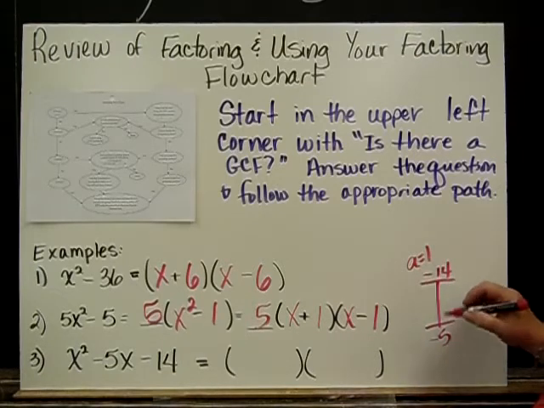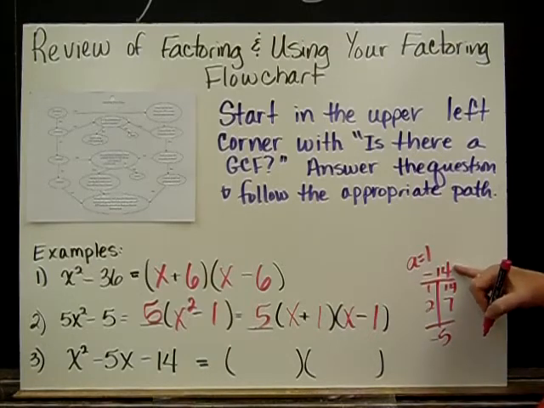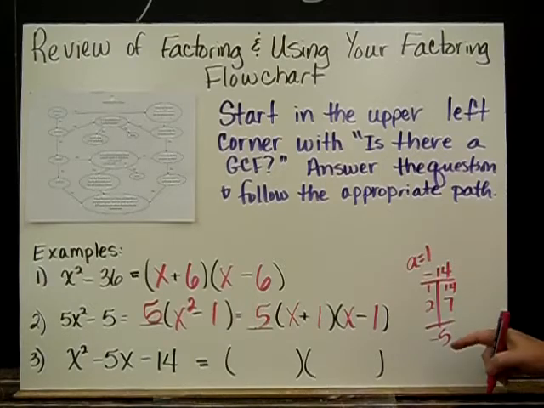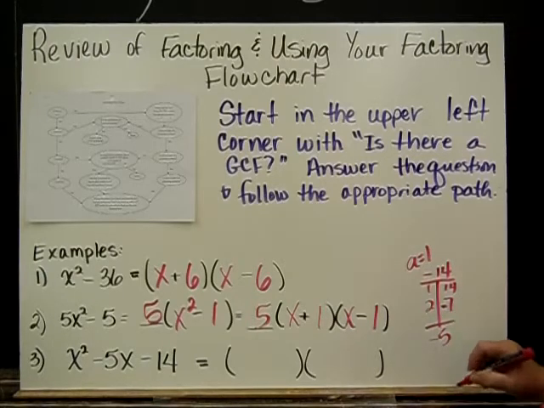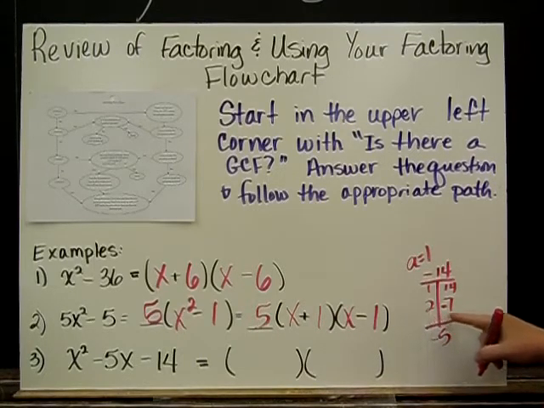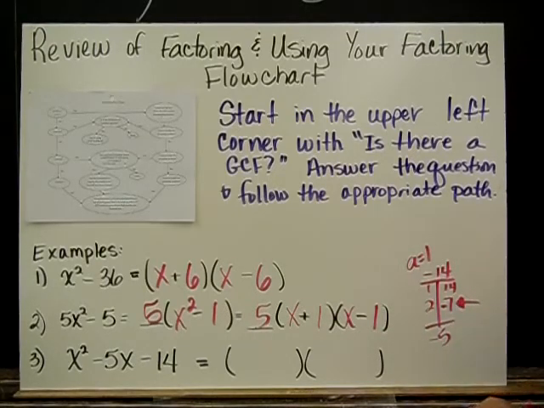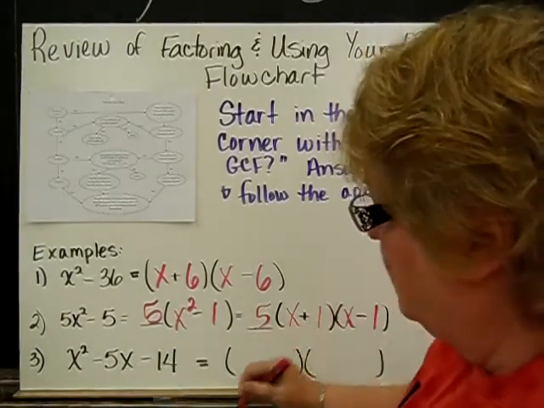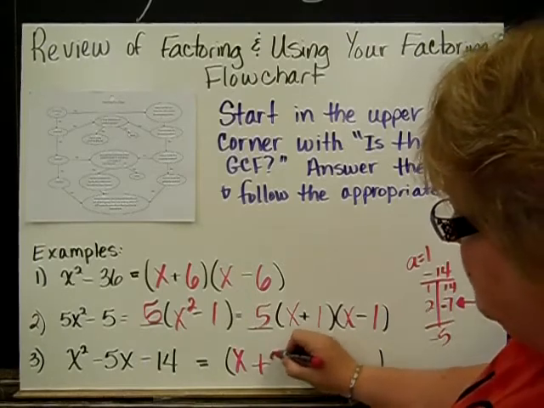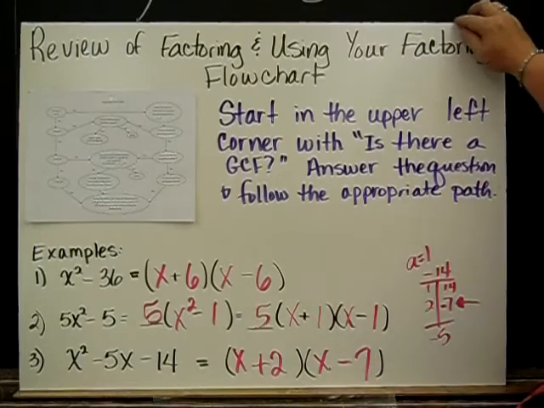So some of our factors of 14 would be 1 and 14, and 2 and 7. Since this is negative and this is negative, one of these numbers is negative, but the other one is positive. So we're going to have a negative 7, because 2 times negative 7 gives us a negative 14. And 2 plus a negative 7 will give us a negative 5. So this is the combination that we want to use. So remember, since A is 1, we just take x, and then the numbers that we're going to use are a positive 2 and a negative 7, and that's our answer.